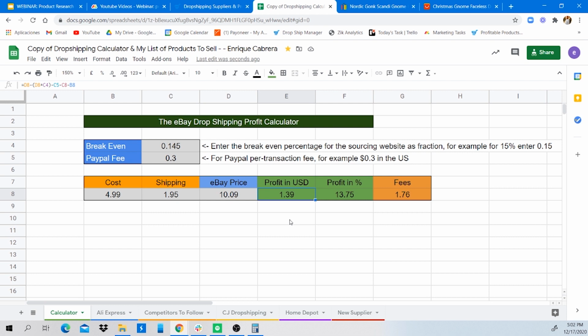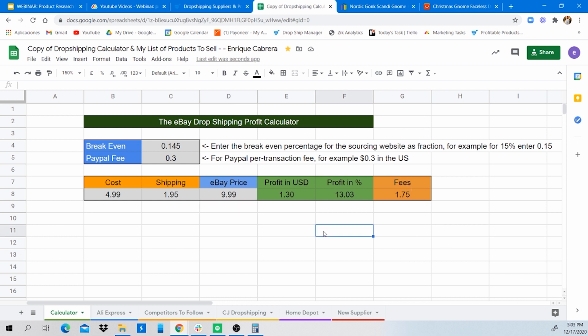So the seller, out of every single sale, is having a profit of $1.39. Now, if you want to dropship this product, you have to be competitive when it comes to pricing. The way you do that is by being cheaper. That is in simple terms. What you can do is you can sell it for $9.99 and you'll still have a profit of $1.30. And these are your fees, $1.75 in total when it comes to your break even.